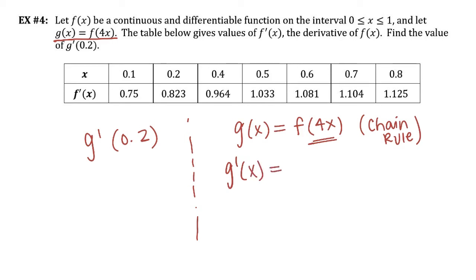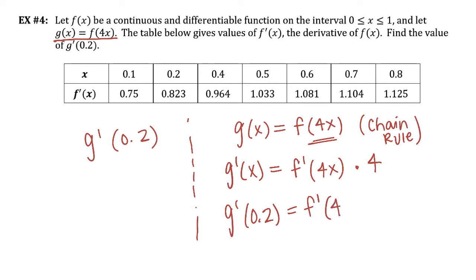So g prime at x, again, derivative of the outside, that's just going to be f prime of 4x times the derivative of the inside, which, the derivative of 4x is 4. Now I want to see, well, what is g prime at 0.2? Well, that's going to be f prime of 4 times 0.2 and then times 4. So let's see, if we multiply out 4 times 0.2, we're going to get 0.8.